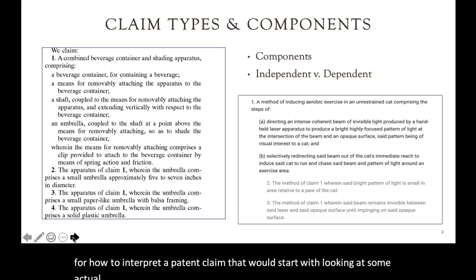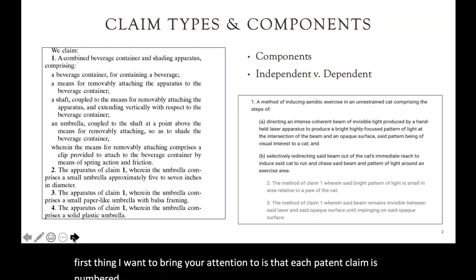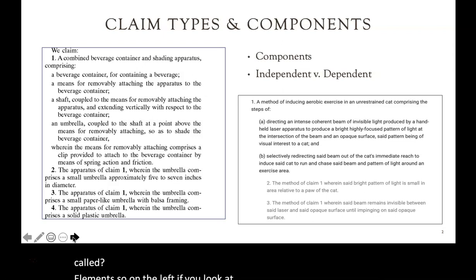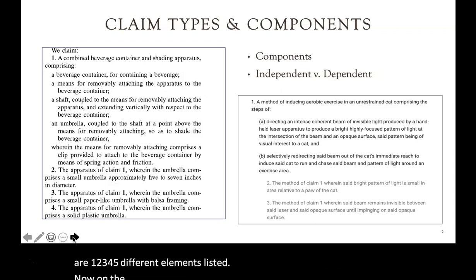So these are claims from actually issued US patents. Now, the first thing I want to bring your attention to is that each patent claim is numbered and they have individual components, which are sometimes called elements. So on the left, if you look at claim 1, you should see that there are 5 different elements listed. Now, on the right, you have patent claim 1 with just 2 elements.